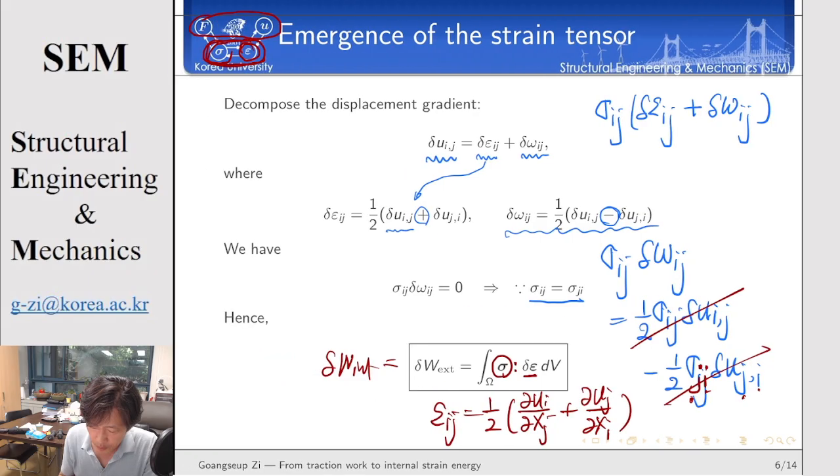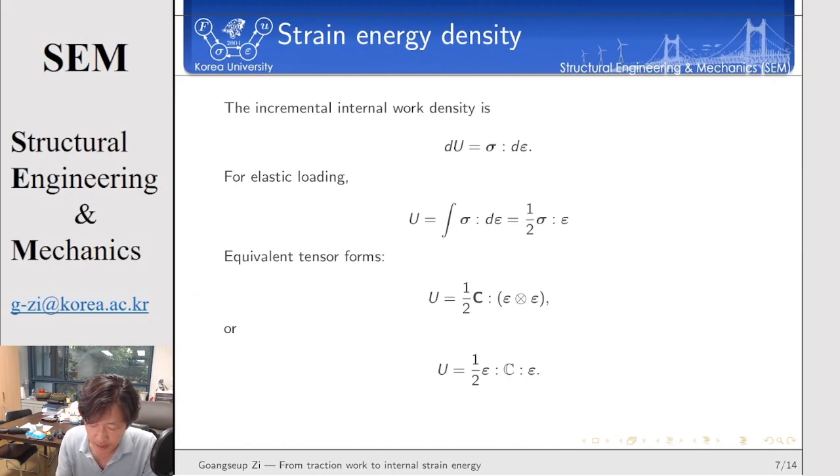Okay, further, if you replace the delta variation by d, then we can define the incremental internal work density: the stress sigma ij, and then d epsilon ij. The integration of this incremental internal work becomes the internal work. And then in the case of elasticity, if you plug in the modulus tensor and then the strain tensor, then we can obtain the final form of the elastic deformation energy.